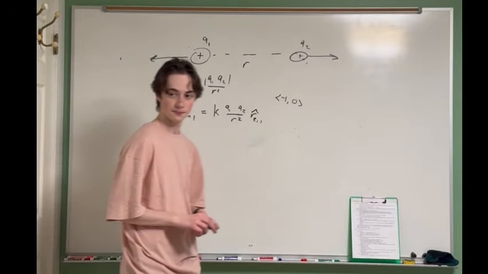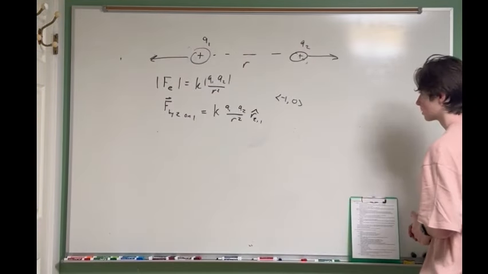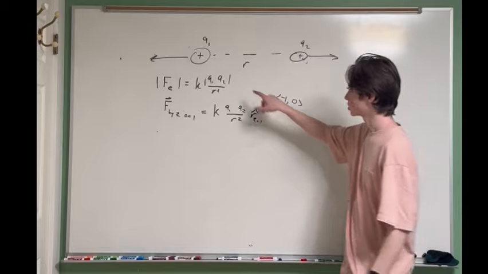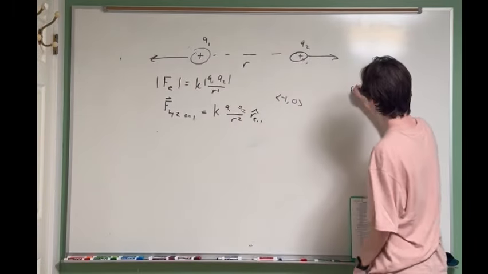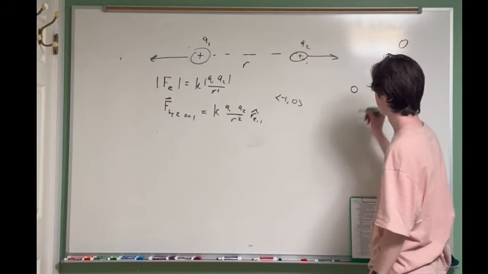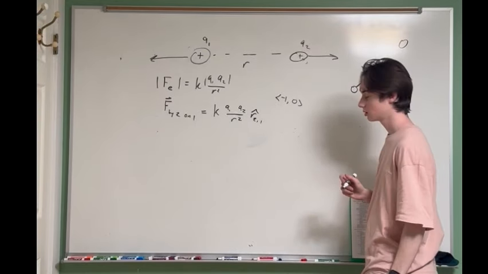The unit vector isn't always negative. It's just the direction, the unit vector from 1 to 2. So if there was a charge here and a charge here, then the unit vector would be this way, from 1 to 2.